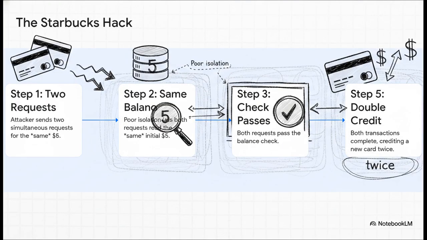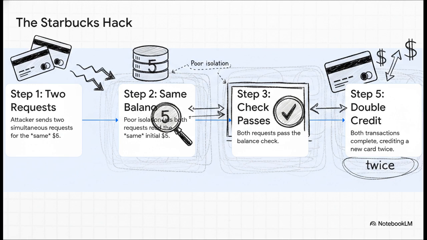So here's the play-by-play. The attacker would send 2 requests at the exact same millisecond to transfer the same $5 from one gift card to another. Now, because the system had weak isolation, it read the initial $5 balance for both requests at the same time. And since both requests saw $5, they both said, "Yep, there's enough money," and approved the transfer.